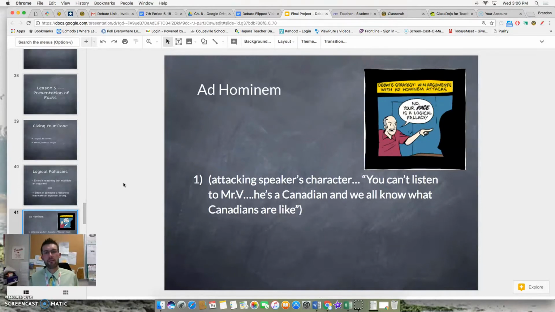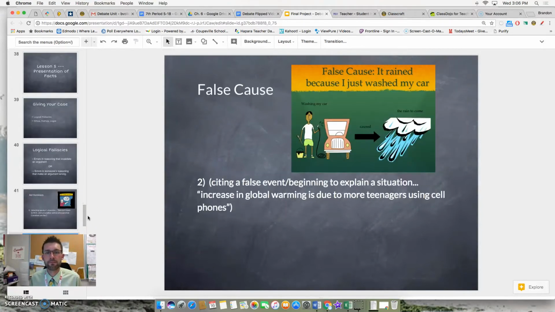The first one's called ad hominem, and this is a fallacy when you attack a speaker's character. For example, Mr. Mint might say, "You can't listen to Mr. V. He's a Canadian. And we all know what Canadians are like." "Wow, Mr. Mint, I thought we were friends." That hurt. So you want to make sure that when you're giving your case that you don't attack your opponent personally. You're attacking their facts or case, not the actual person.